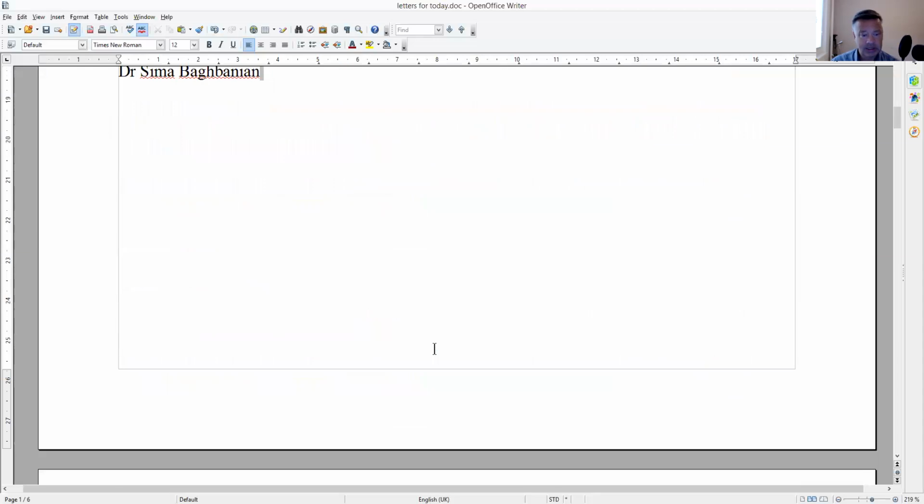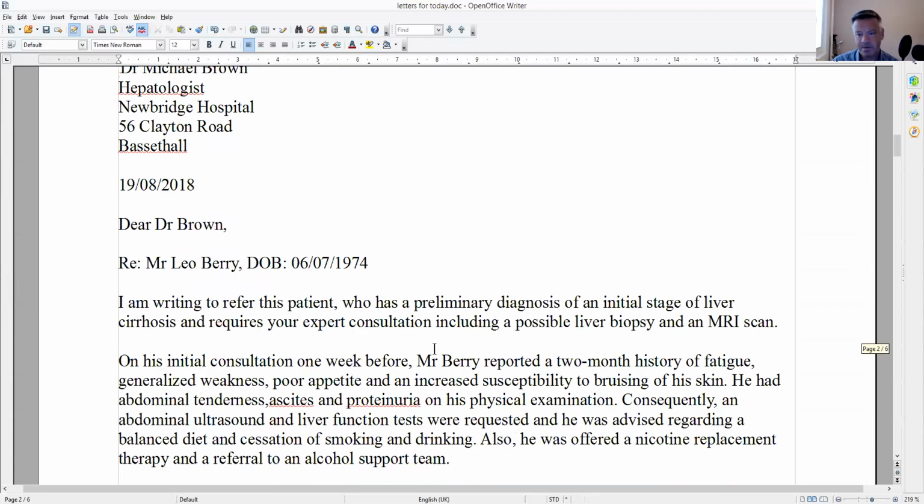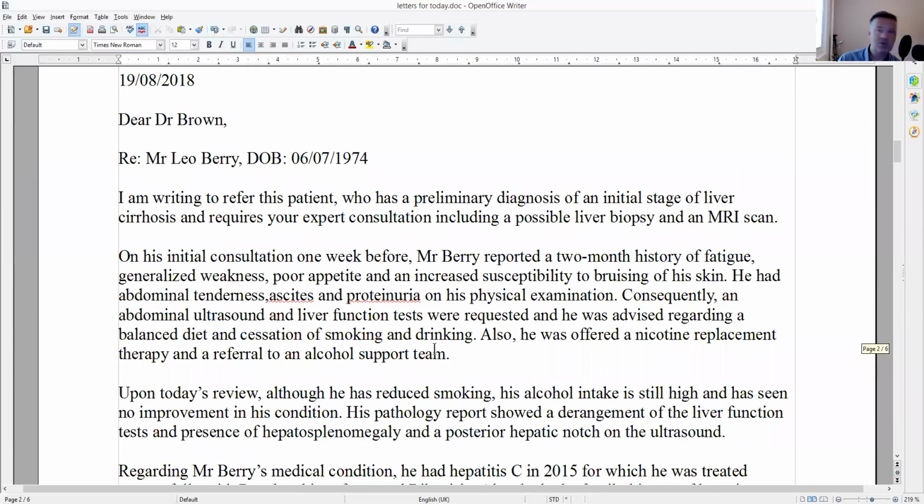Okie doke. Okay, on to Sonia's now. Writing to, how much time do we have left? 30-odd minutes, okay. I'd like to refer this patient who has a preliminary diagnosis of an initial stage of liver cirrhosis and who requires expert consultation.